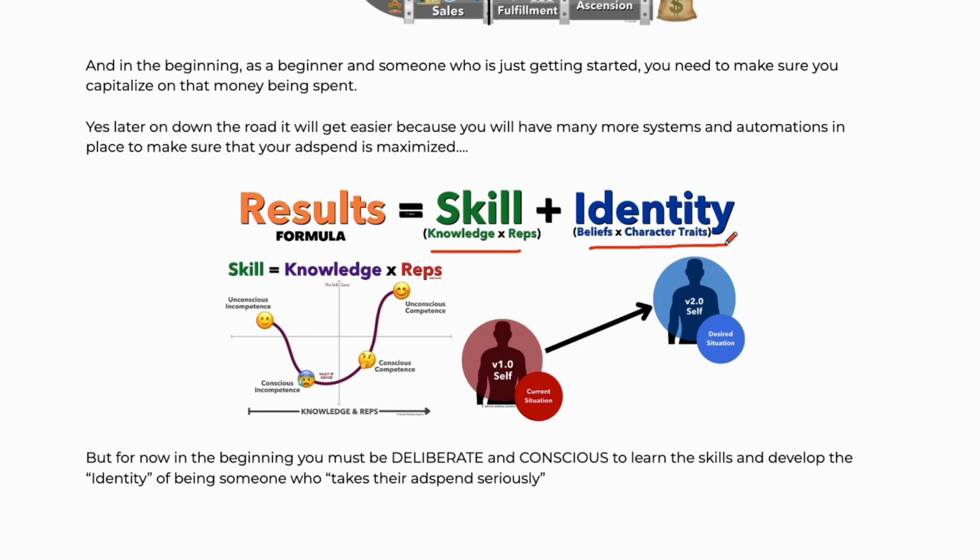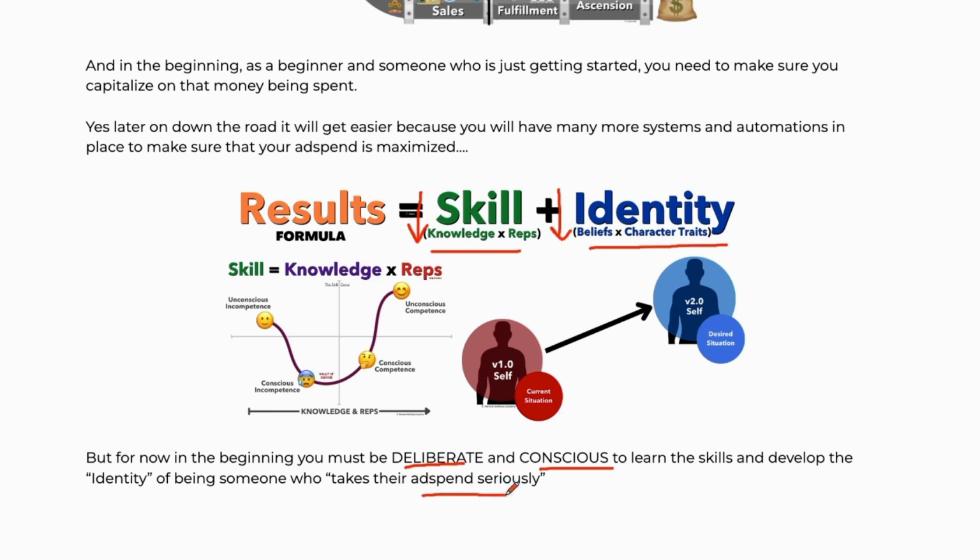However, when you are in the beginning stages, which is what you are right now, when you are a beginner, you must be deliberate and conscious throughout this entire process. You probably launched ads, or you're about to launch ads, but you have to be extremely meticulous about this, because your skills right now are not that good and your identity around this is not that good either. And so you need to become somebody who takes their ad spend extremely seriously.